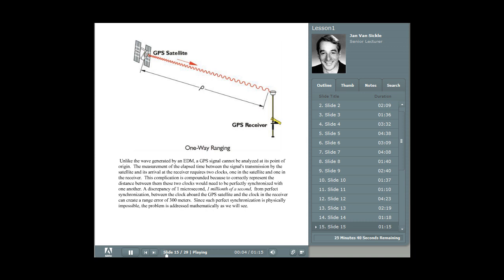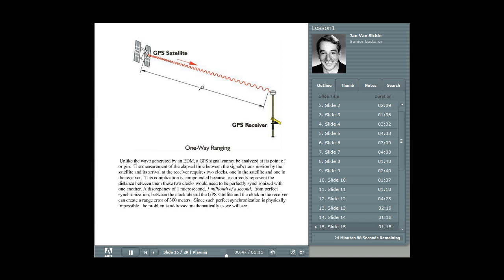Well, unlike the EDM, the GPS cannot take advantage of a two-way system. The signal comes from the GPS satellite and goes down to the receiver. Now, again, it's the same concept, though. An electromagnetic signal of constant frequency, and therefore the elapsed time, was the way to determine the distance. But, unfortunately, this would mean that the clock, the oscillator, in the GPS satellite and the clock in the GPS receiver would have to be perfectly synchronized. That's awfully difficult to do.